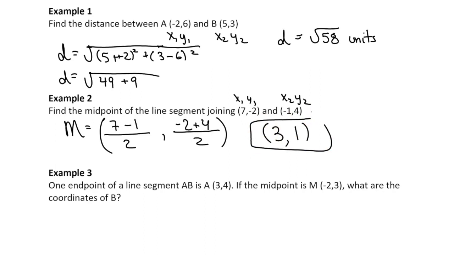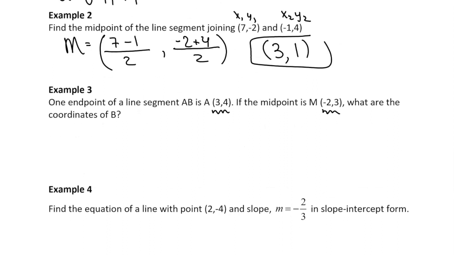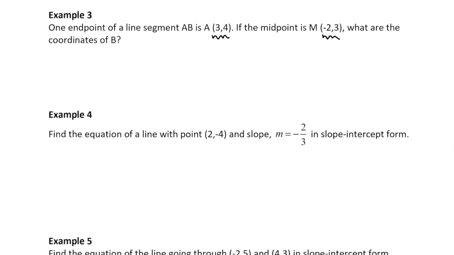Now if we wanted to find one endpoint of a line segment, AB is 3, 4, and if the midpoint is negative 2, 3, they're asking what are the coordinates of point B. For something like this, you might want to do a mini graph and a quick sketch to see what you could come up with. That might be a good way to visualize what you're looking for. I'll do that in this case, but it's not necessary.